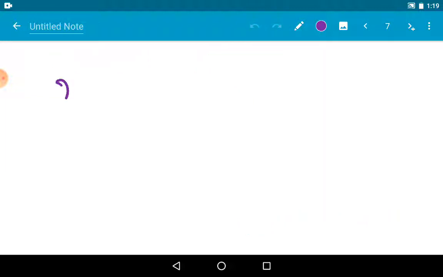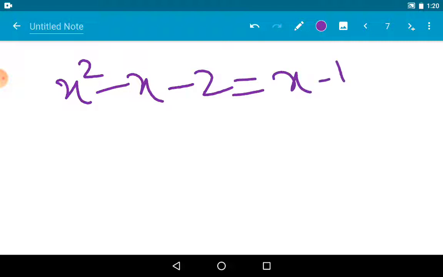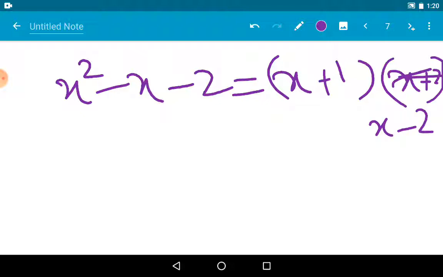So what are the points? x square minus x minus 2 can be written as x minus 1 into x plus 1 into x minus 2. Okay, so we have to remove these 2 points.